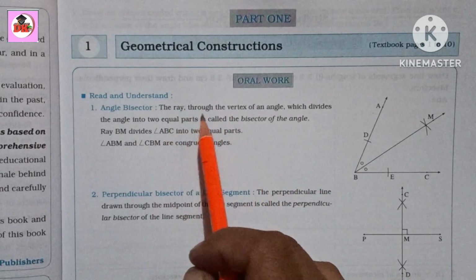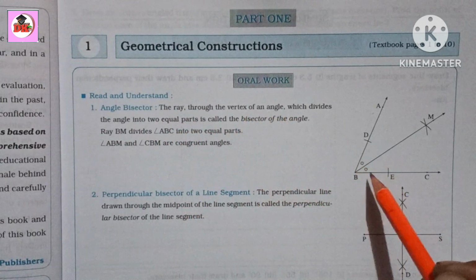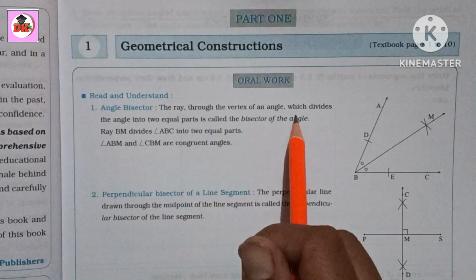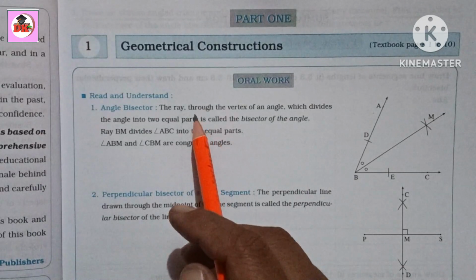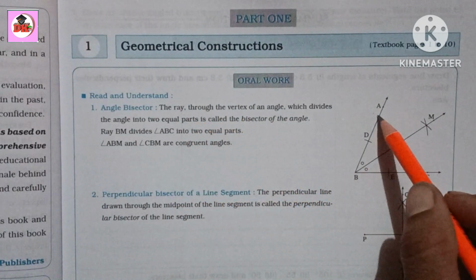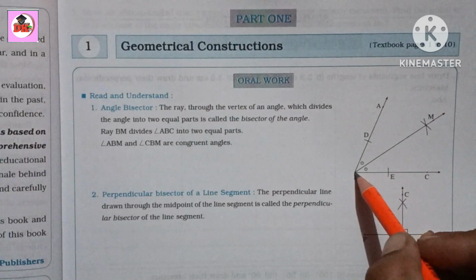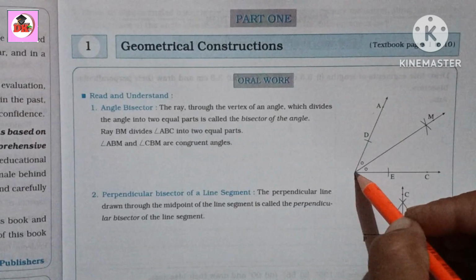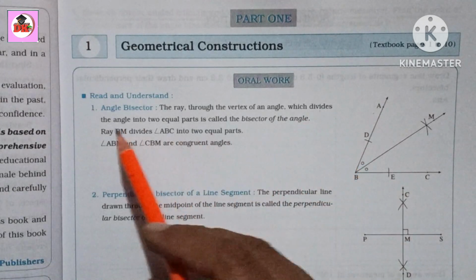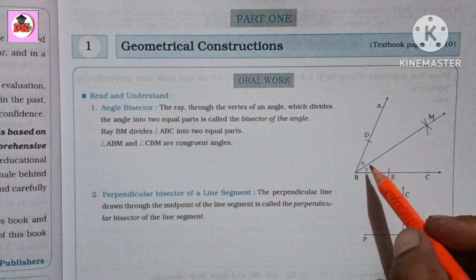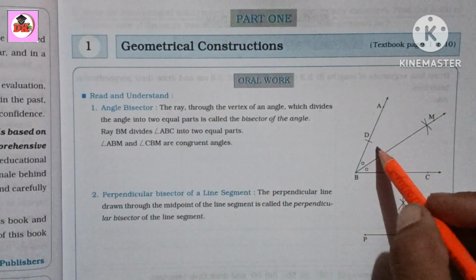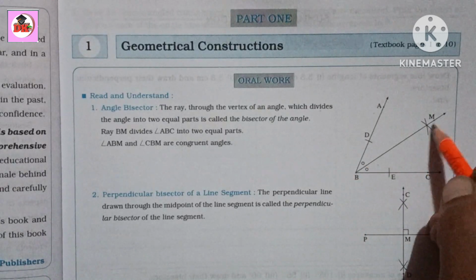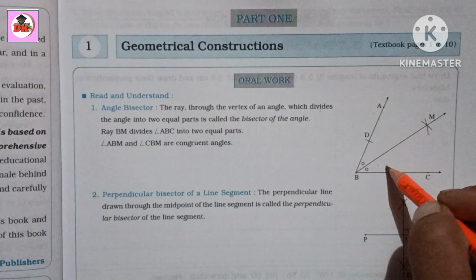Angle: the ray through the vertex of an angle. Ray BC is a ray, BA is a ray, and BM is also a ray, which divides the angle through the vertex. Vertex means the joining point of rays AB and BC, which is point B. B is the one vertex of the angle. This ray divides the angle into two equal parts. This is called the angle bisector. BM is a ray that divides the angle into two equal parts.